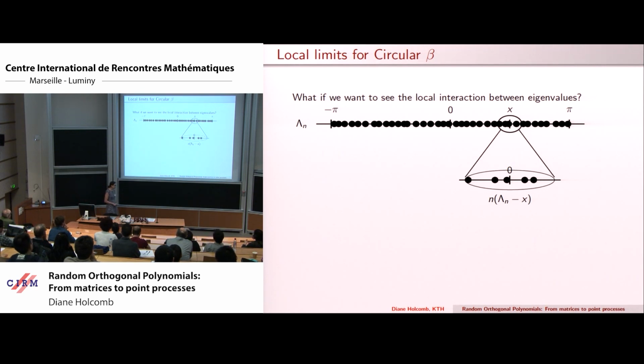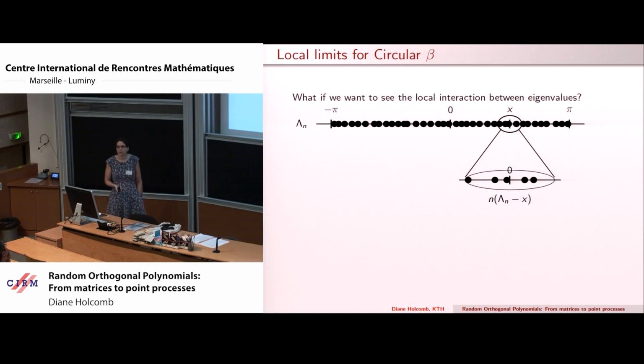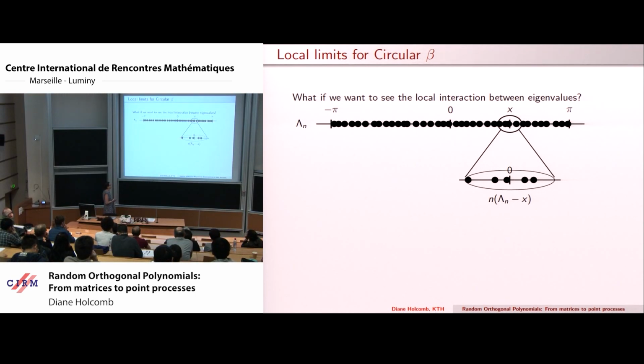So another question that you might ask, and that I think we're all fairly familiar with, is what happens if you want to see the local interactions between eigenvalues? At the moment, I'm thinking of the phases of my eigenvalues in this picture. But I have n of them, and they're spaced out between minus π and π, and they all have spacing roughly 1 over n between them, right? Well, 2π over n, but order 1 over n. And so in order to see some sort of limit, I would need to blow this picture up, if I want to see individual eigenvalues in the limit.